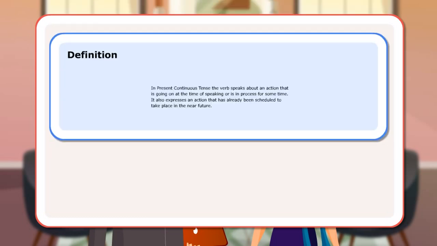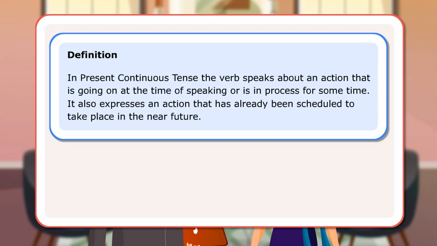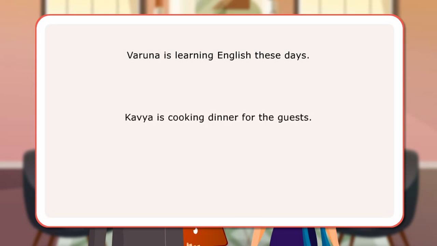Definition. In present continuous tense, the verb speaks about an action that is going on at the time of speaking or is in process for some time. It also expresses an action that has already been scheduled to take place in the near future. Let us look at a few sentences. Varuna is learning English these days. Kavya is cooking dinner for the guests. Lakshya is hosting a party this evening.